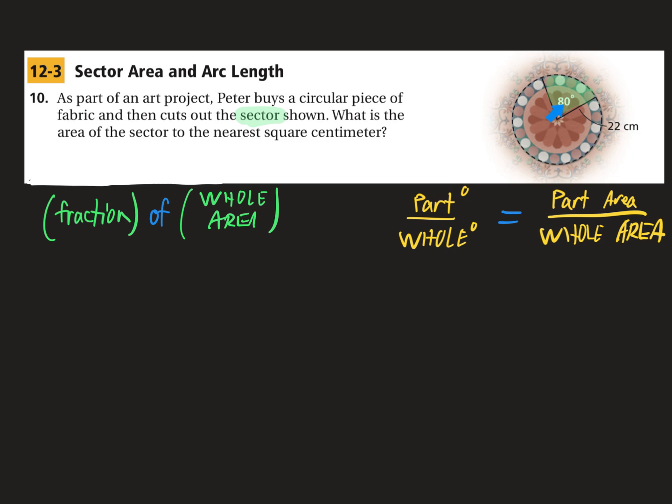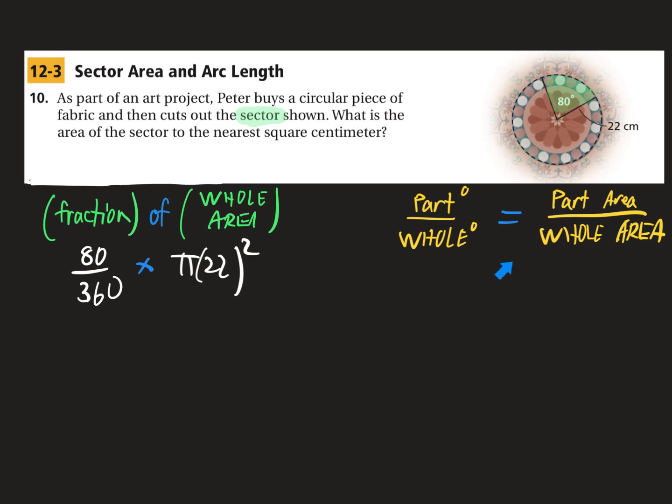So this sector is 80 degrees out of 360 degrees, and that will be our fraction. And we'll multiply that fraction by the whole area of the circle, which is pi times radius squared. So 80/360ths of the entire circle will give us the area of this sector, because it's 80/360ths of the whole circle.